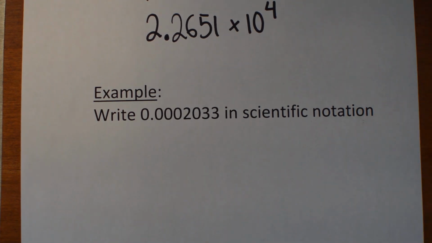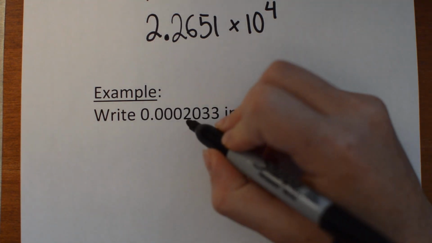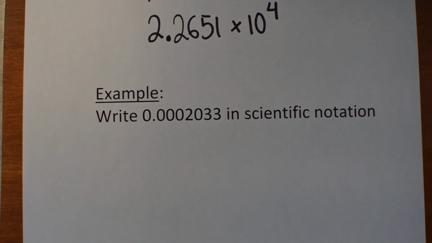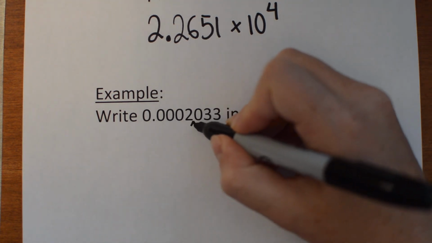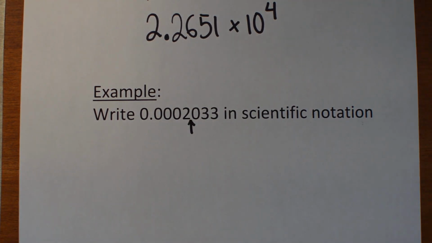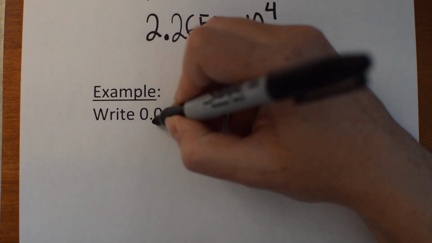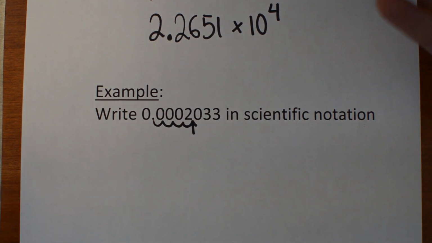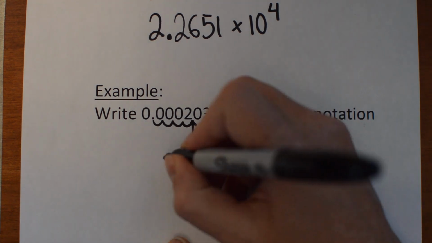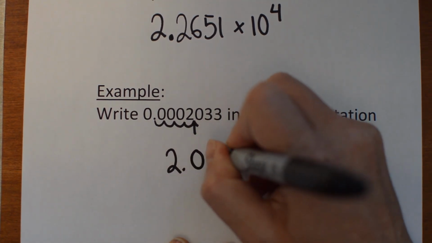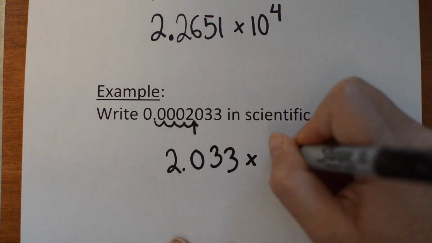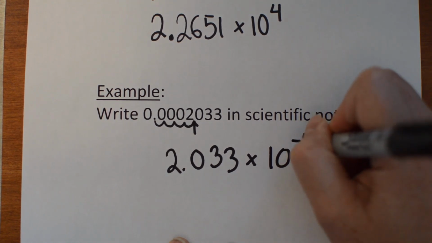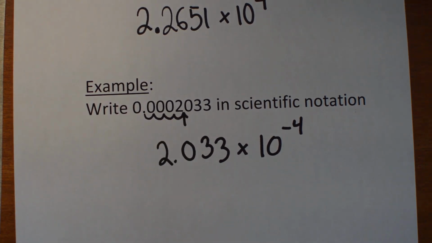Here's a decimally number. How we do this is exactly the same. I'm going to put the decimal place right after the first non-zero digit, so that's the 2. I want the decimal there. How far do I have to slide it? It's actually also 4 places. 1, 2, 3, 4. But I had to divide by 10 4 times to get there, or in other words, 10 to the negative 4. So I'll write out my number, 2.033 times 10 to the negative 4 would be this number in scientific notation.